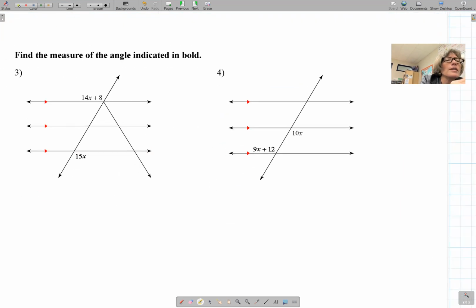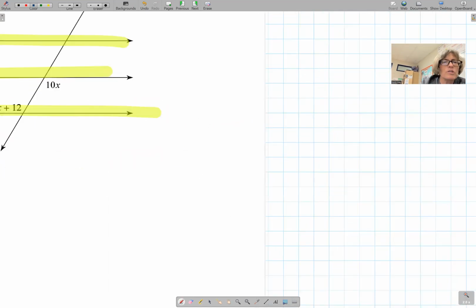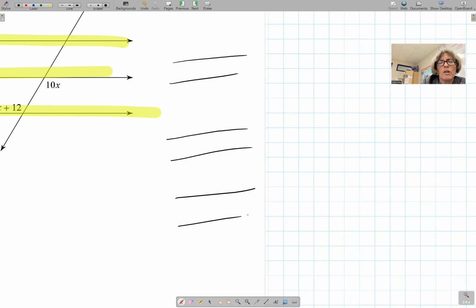We have parallel lines here again. So these four angles must be memorized. There's no way around this. So taking a look here, parallel lines, parallel lines, parallel lines. Transversal.